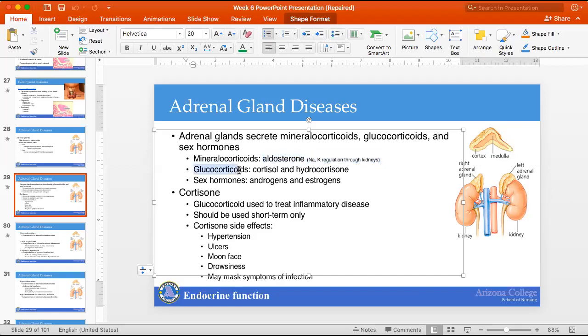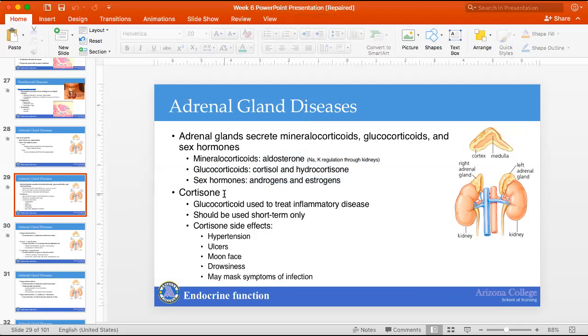Then you have a group called the glucocorticoids. This is cortisol and hydrocortisone. These are sometimes referred to as stress hormones. And then the sex hormones are responsible for sex characteristics. You have androgens, which are responsible for male characteristics, and then estrogens, which are for female characteristics.